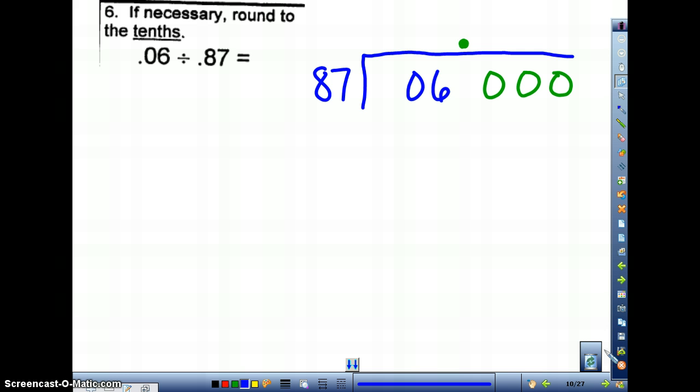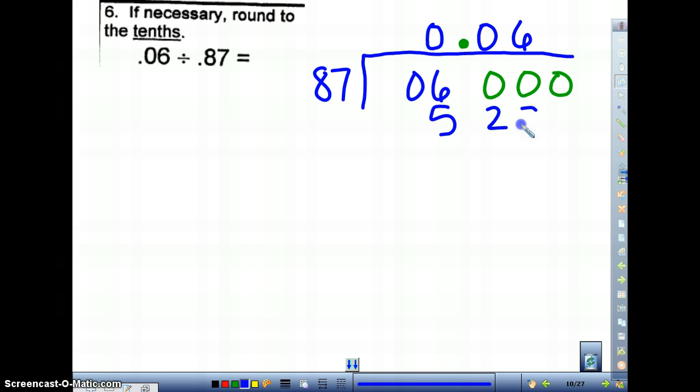Okay? How many times does 87 go into 6? It doesn't. Put a 0 there. Now, I've got 60. How many times does 87 go into 60? It doesn't. You have to put a 0 here. How many times does 87 go into 600? I think it goes in there about 6 times. So 87 times 6 gives you 522.